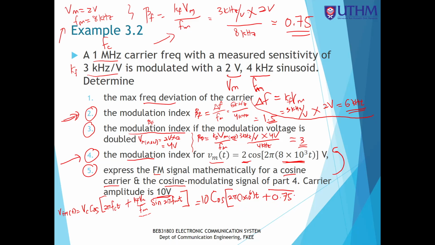Sine 2 pi fmt, where the frequency Fm is 8 kilohertz, so 8 kilohertz t, and then close the big bracket. So this is 2 pi times 10 to the power of 6 for the carrier, and 2 pi times 8 kilohertz for the modulating signal. So this is the answer for number 5.